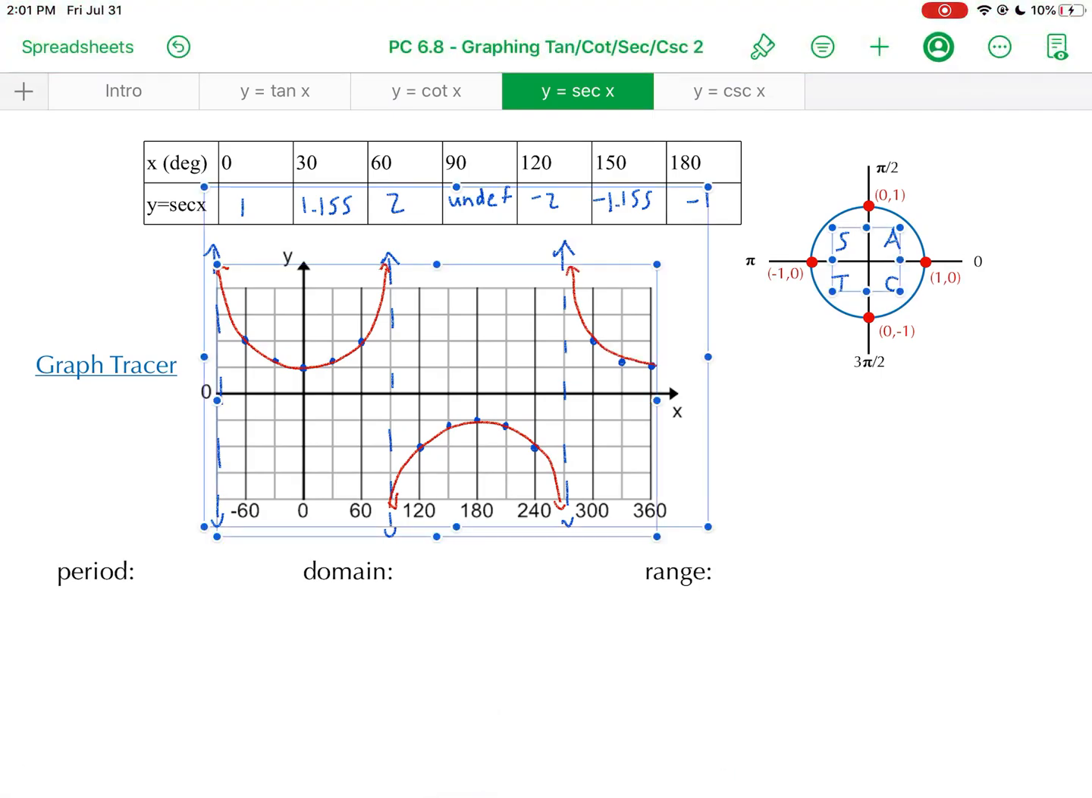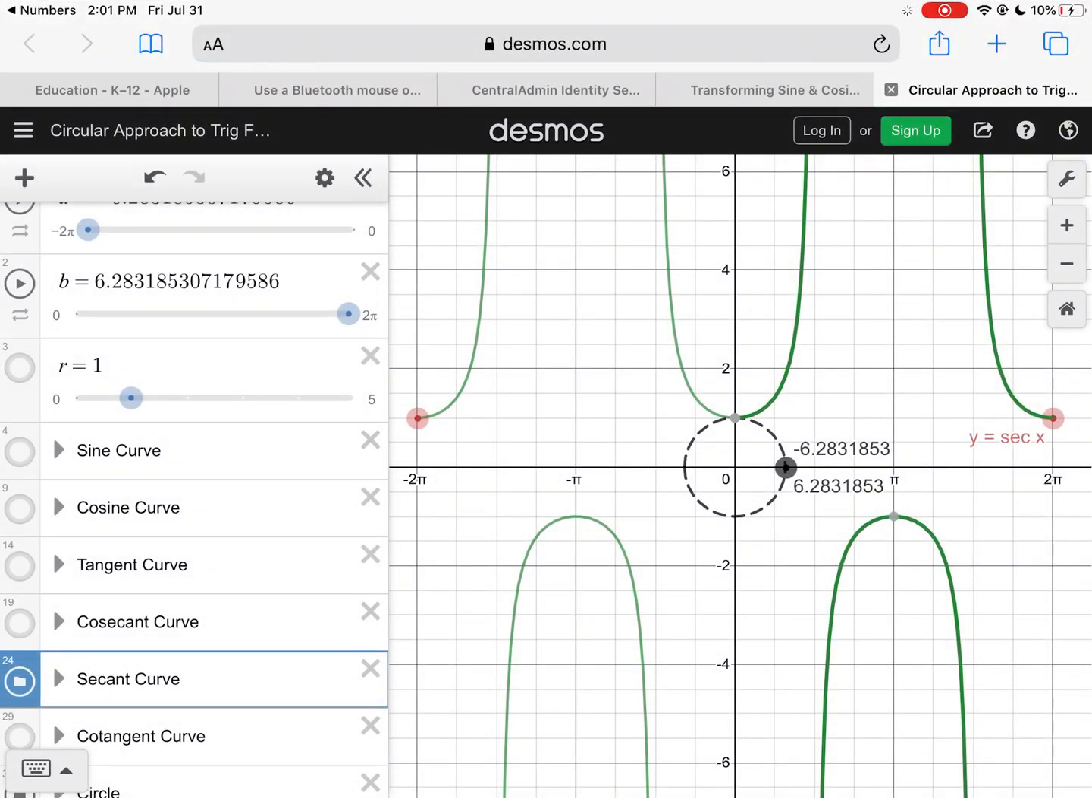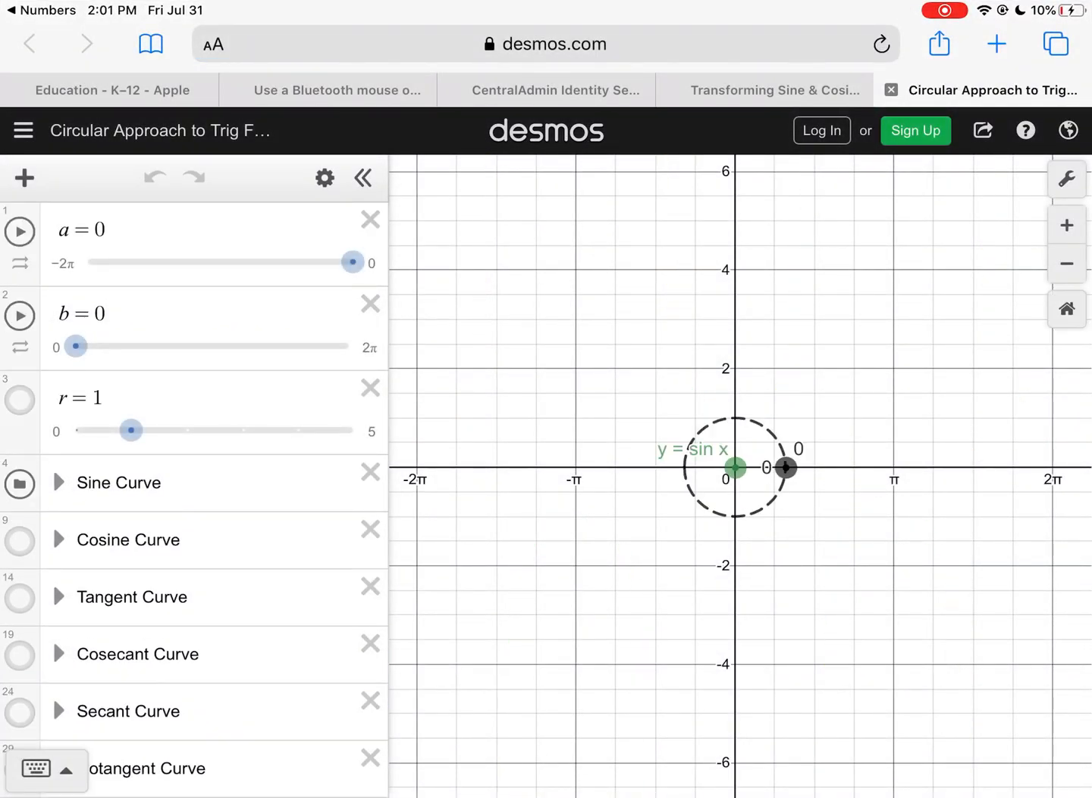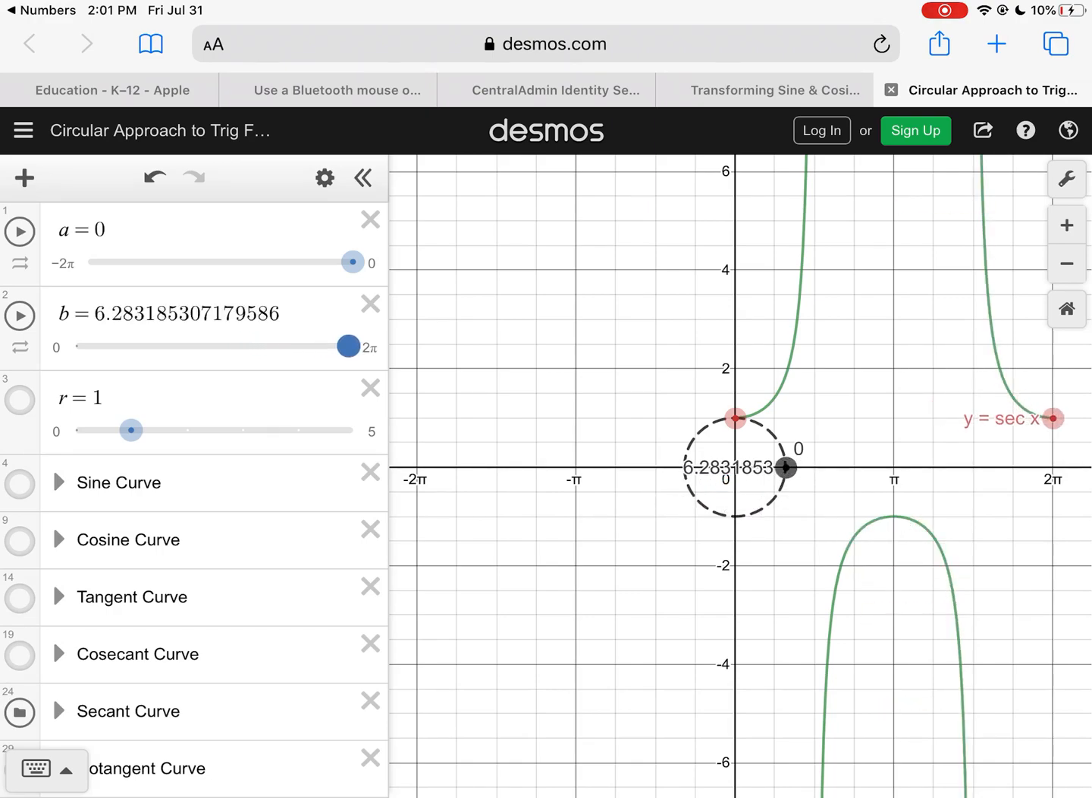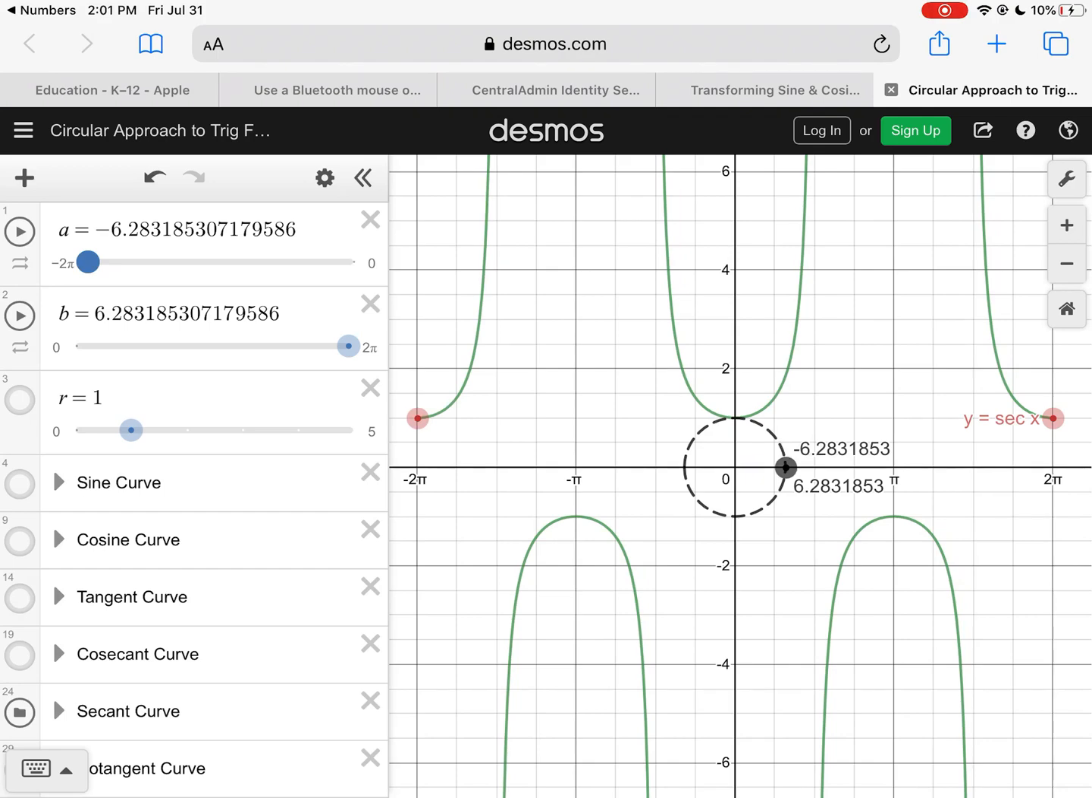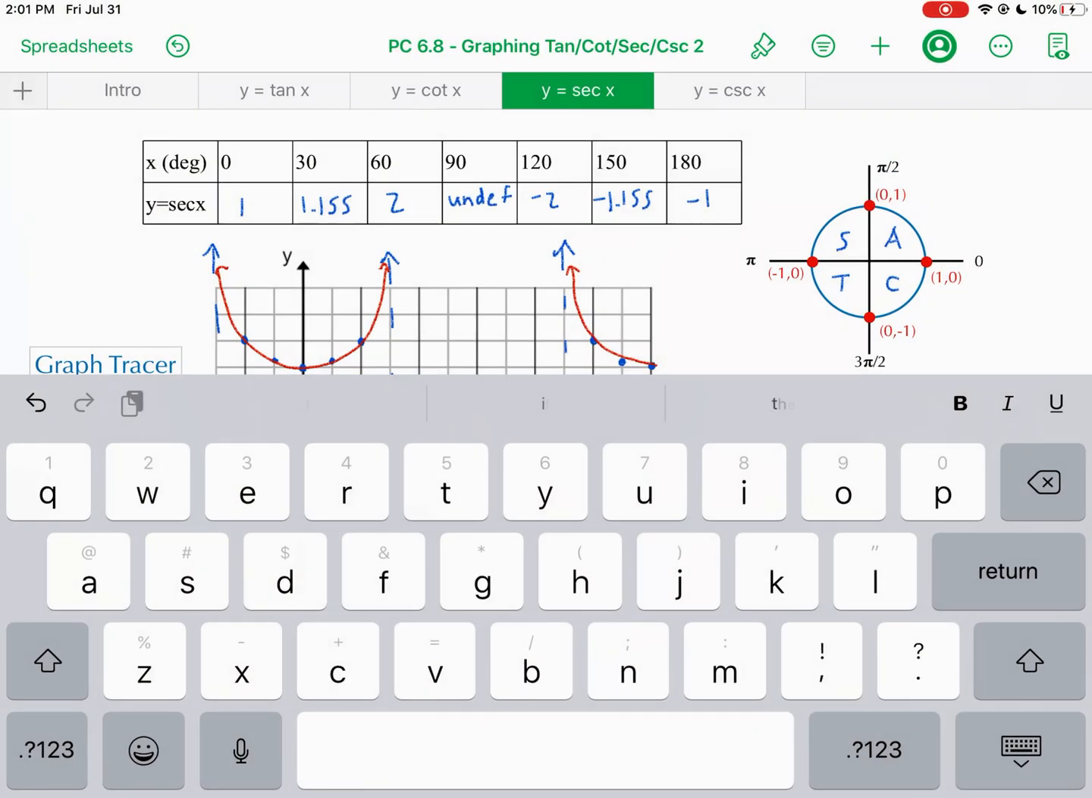Okay, and let me trace this out on Desmos as well for you. As I rotate in the positive direction, you start to see the secant curve sketched out. So that would be from 0 to 2 pi. And then here would be from 0 to negative 2 pi. There you go.